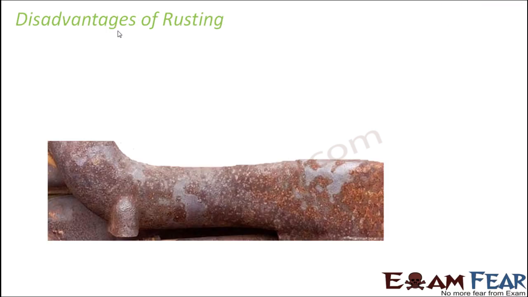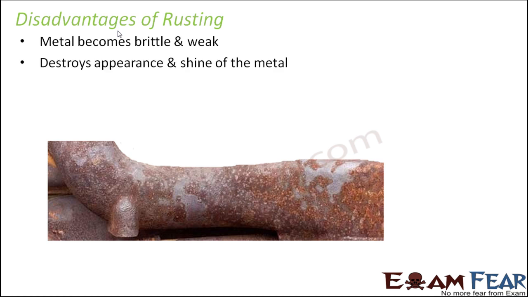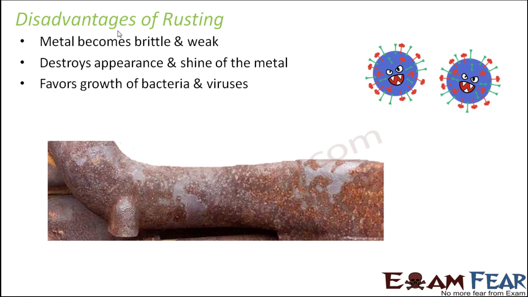Rusting has a lot of disadvantages associated with it because it is not a desirable thing. Why? Because the metal becomes brittle and weak. So the metal loses its strength. It makes the metal weak, so it tends to break. It gets spoiled to some extent, you can say. It also destroys the appearance and shine of the metal, because normally if it is without rusting, it will have its own glaze and shine. So that is also lost.